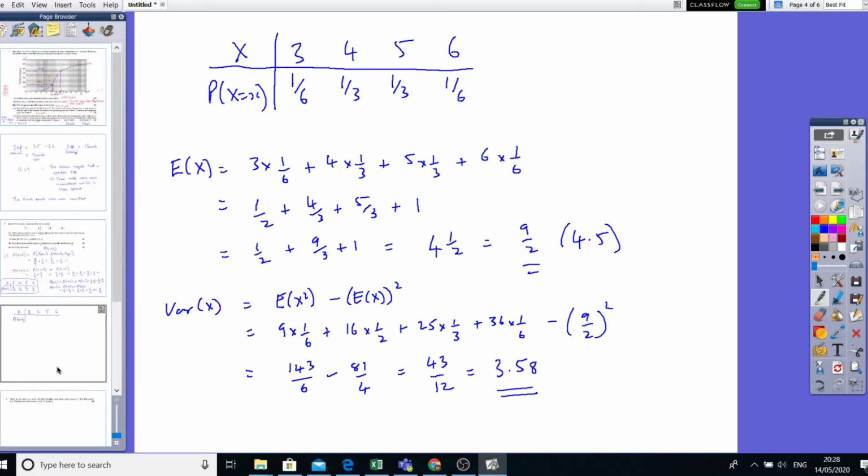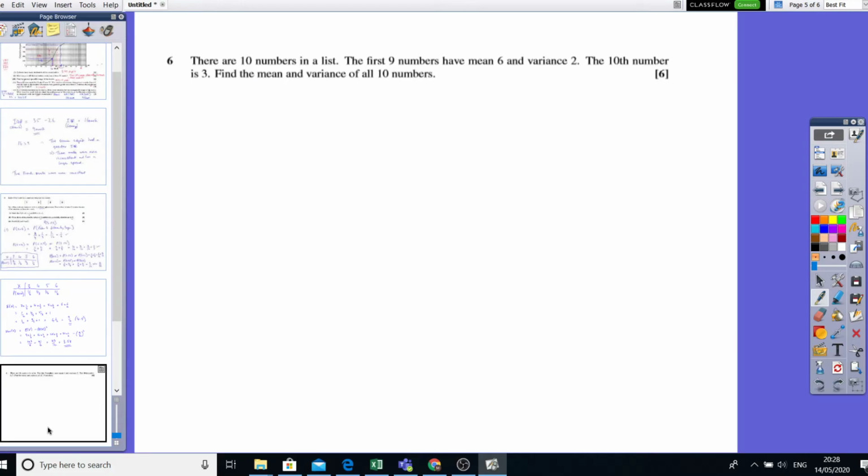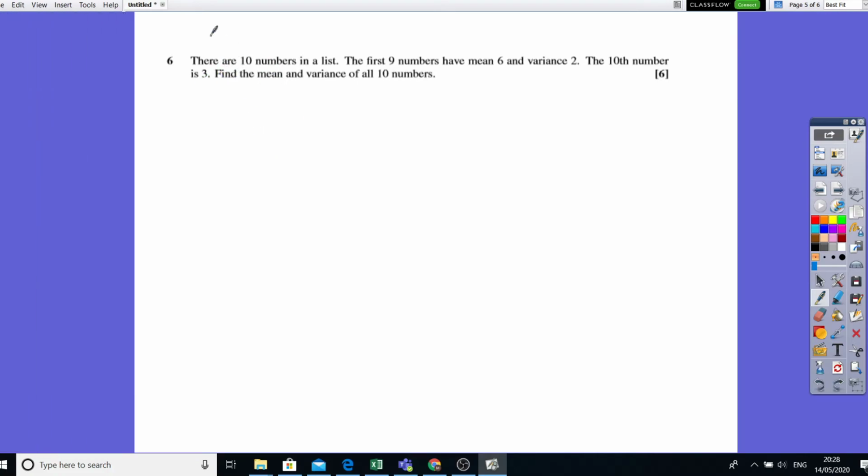Okay, now let's go to the last question that was asked by Alfonso. There are 10 numbers in a list. The first 9 numbers have a mean of 6 and a variance of 2. The 10th number is 3. Find the mean and variance of all 10 numbers.